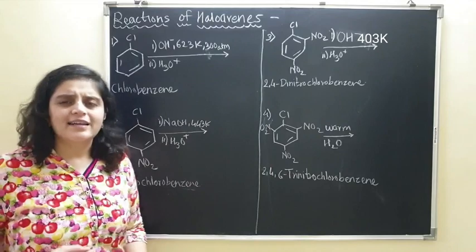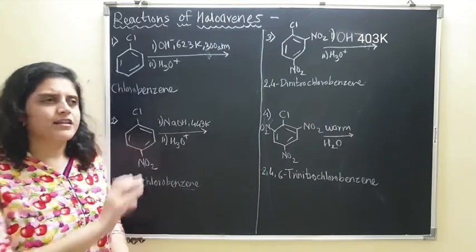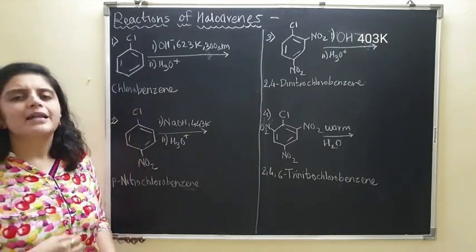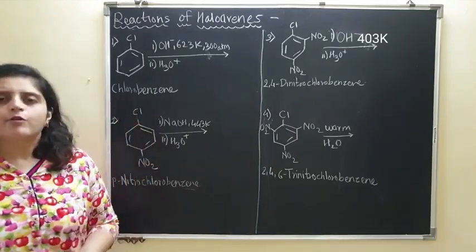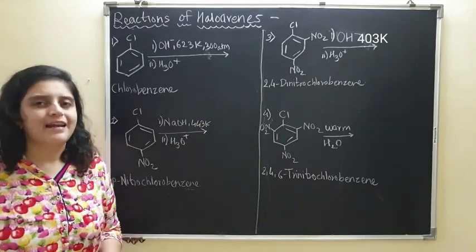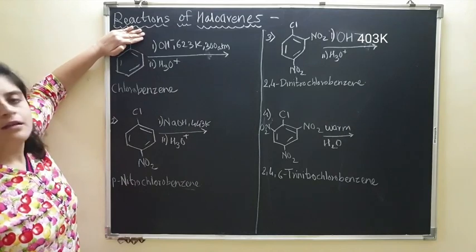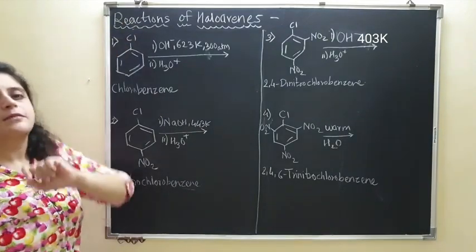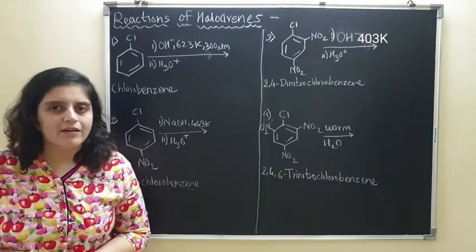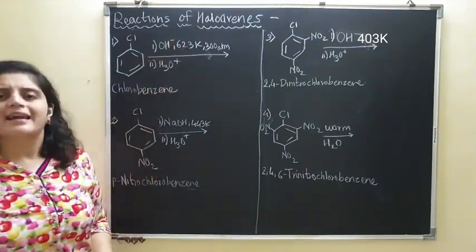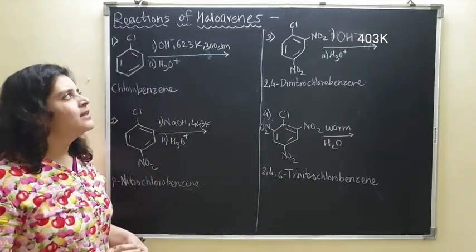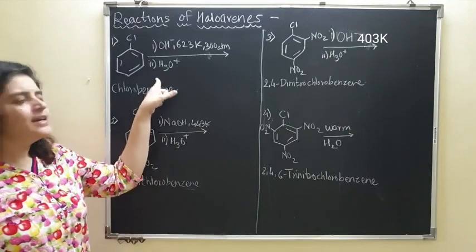Here I have already written certain reactions and we are just going to write down the products of those reactants. We will begin with chlorobenzene and carry out the SN reaction. What happens in the SN reaction of aryl halides? The halogen will be replaced by a nucleophile. In this case OH minus is our nucleophile. Now look at the reaction conditions: OH minus, 623 Kelvin, 300 atmosphere and H3O plus.